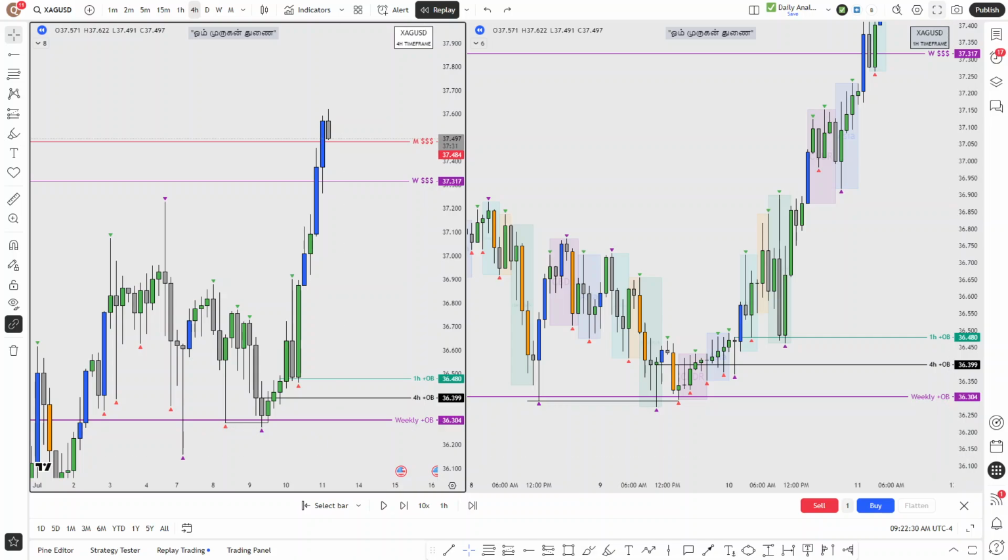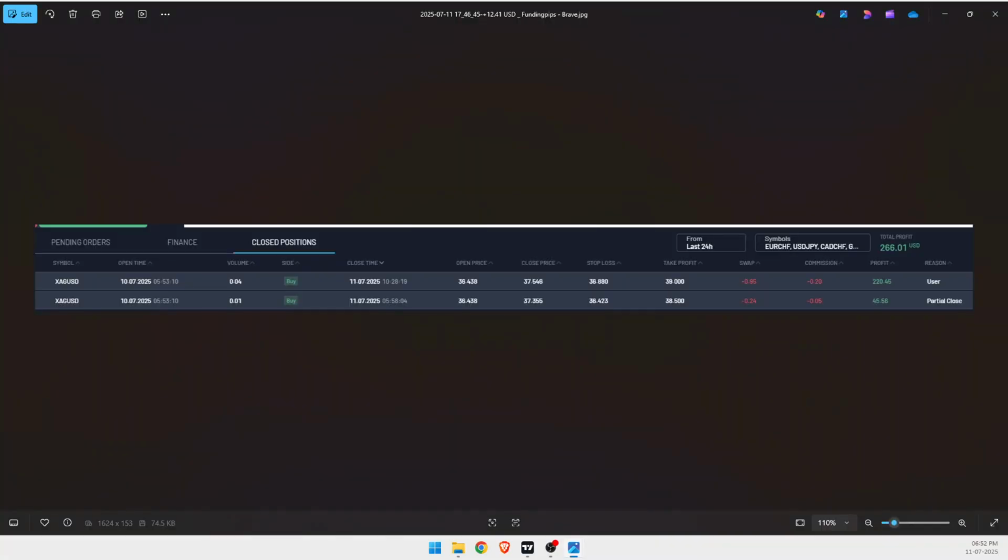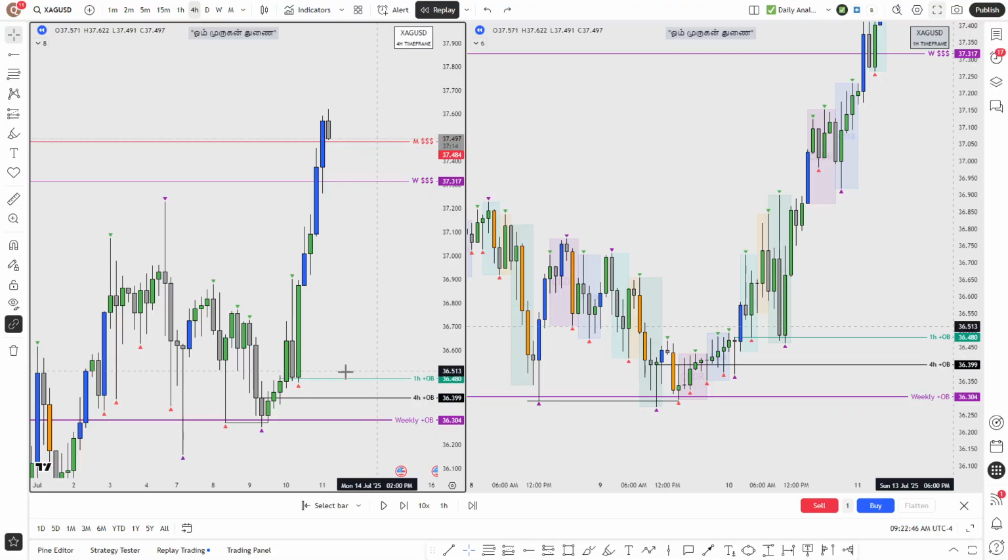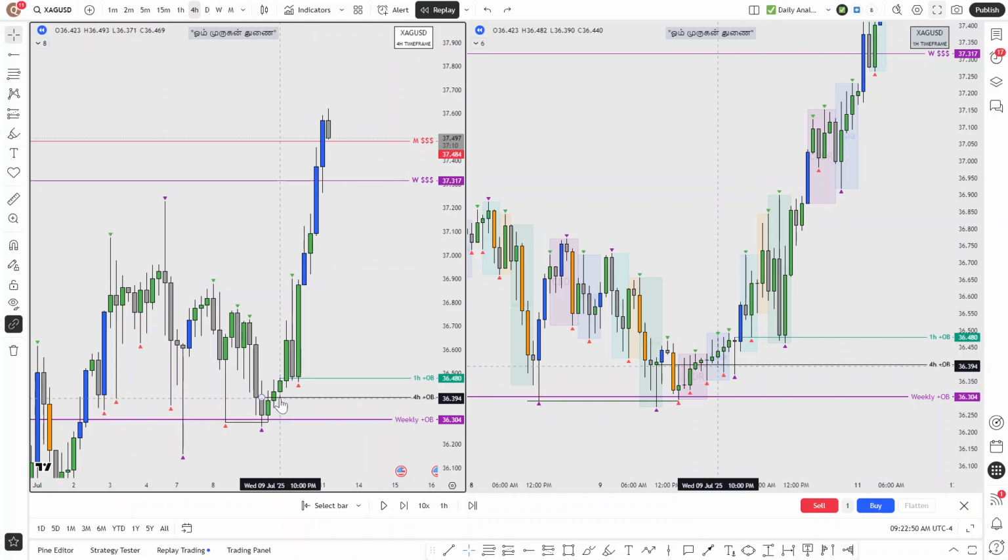So I will also show the actual positions and actual square off values. This is one account which I have, the 5K account in Funding Tips. I just risked $20 and see the returns: $266. So this trade was further interesting. When we got this 4-hour OB here, I just took a new position.